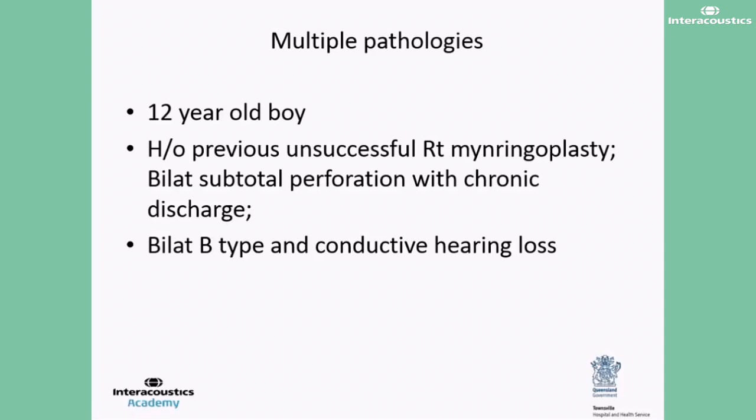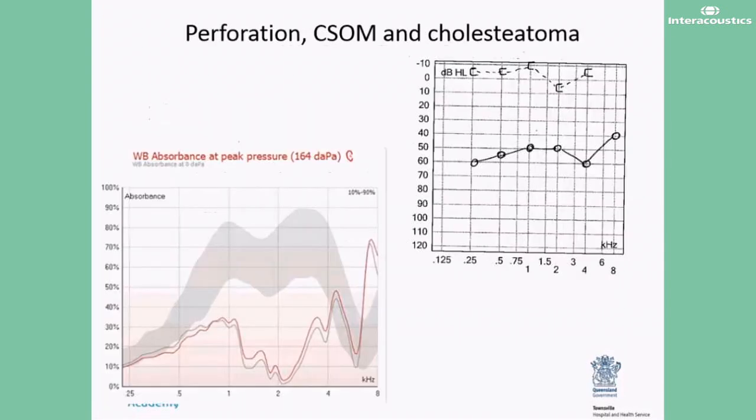Now let's look at an example of how wideband absorbance can contribute to improved diagnostic accuracy in ears with tympanic membrane perforation. We had a 12-year-old boy present to our clinic with history of ear discharge. He's had history of previous unsuccessful tympanoplasty in the right ear. He had bilateral subtotal perforation with chronic ear discharge. Tympanometry showed a bilateral B-type tympanogram, and audiology evaluation showed bilateral conductive hearing loss.